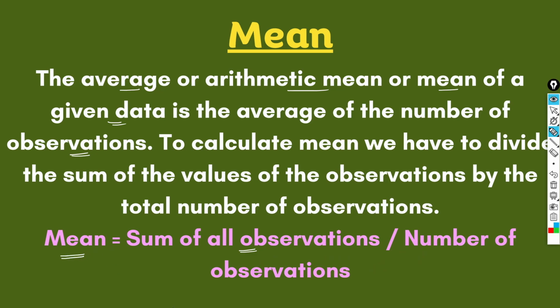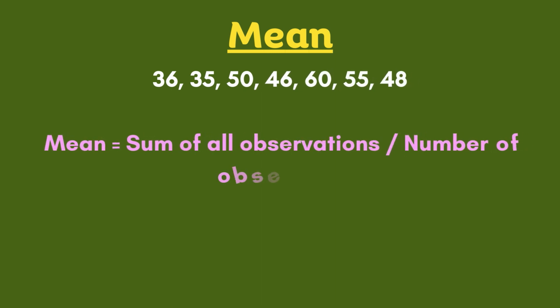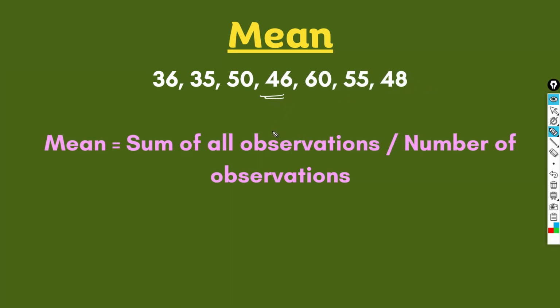Now with an example, I'll try to explain what is mean. See, this is data. If you want to find mean of this data, first you should find sum of all the observations. So we'll add 36, 35, 50, 46, 60, 55 and 48. 8 plus 5, 13, 13 plus 6, 19, 19 plus 5, 24, 24 plus 6 is 30. So 0 here, 3 here. 3 plus 4, 7, 7 plus 5, 12, 12 plus 6, 18, 18 plus 4, 22, 22 plus 5, 27, 27 plus 3, 30, 30 plus 3, 33.